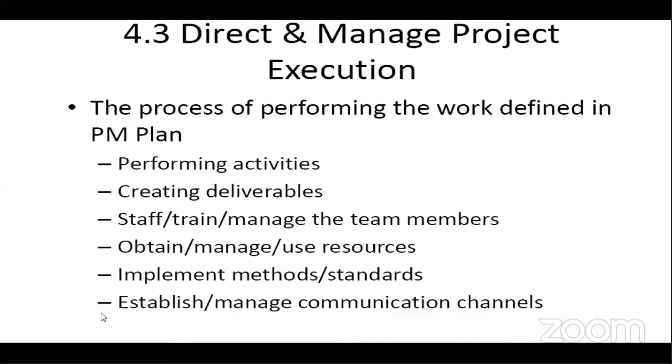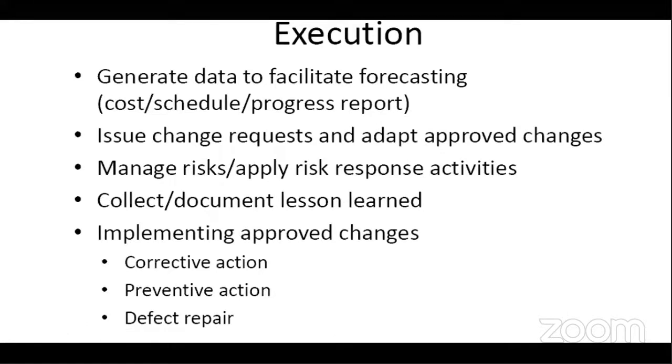We need to be sure that deviations are eliminated, variations are very minimal, and the project is on track. Direct and manage project execution involves the process of performing the work defined in the PM plan. This entails performing activities, creating deliverables, staffing, training and managing the team members, obtaining, managing and using resources, implementing methods and standards, and establishing and managing communication channels. It also involves generating data to facilitate forecasting, whether for costing, for scheduling, or for progress reports. It is also good for issuing change requests and adapting approved changes.